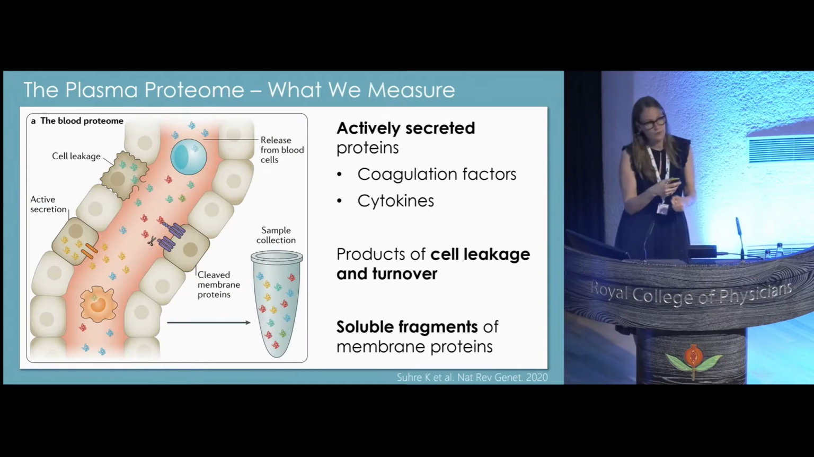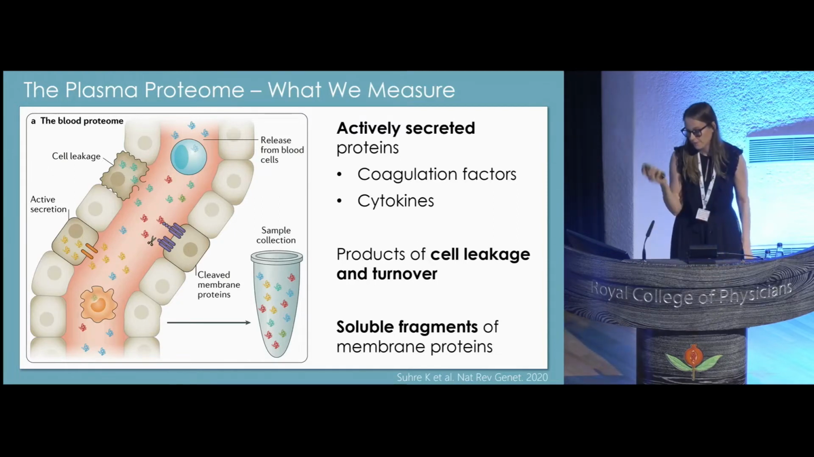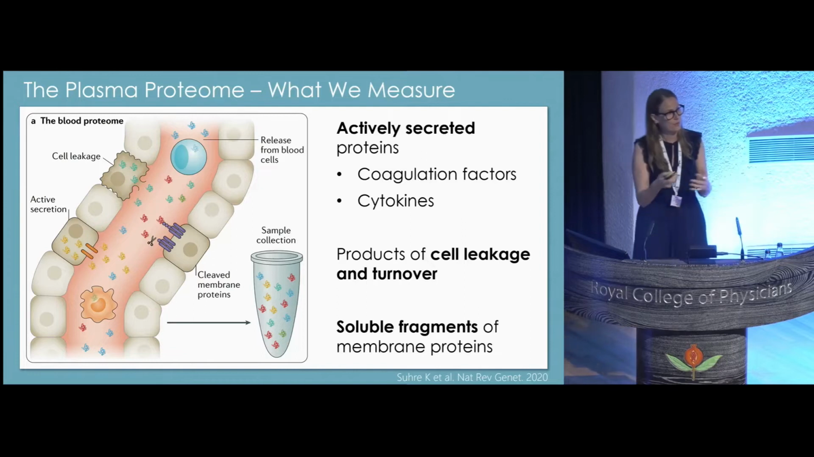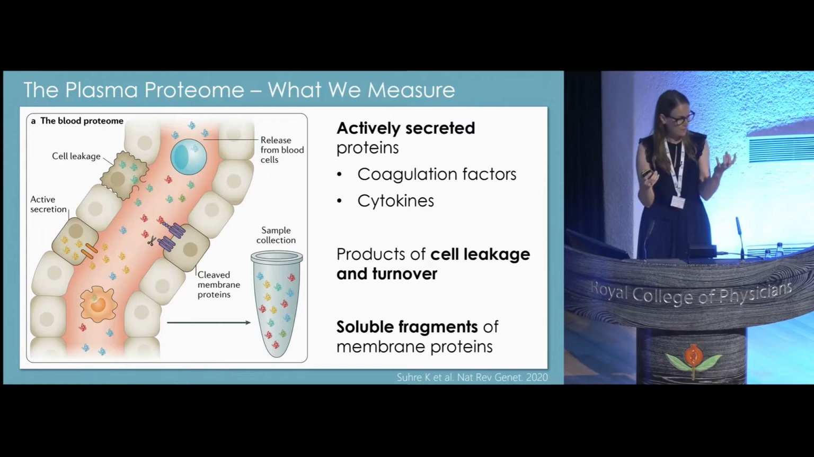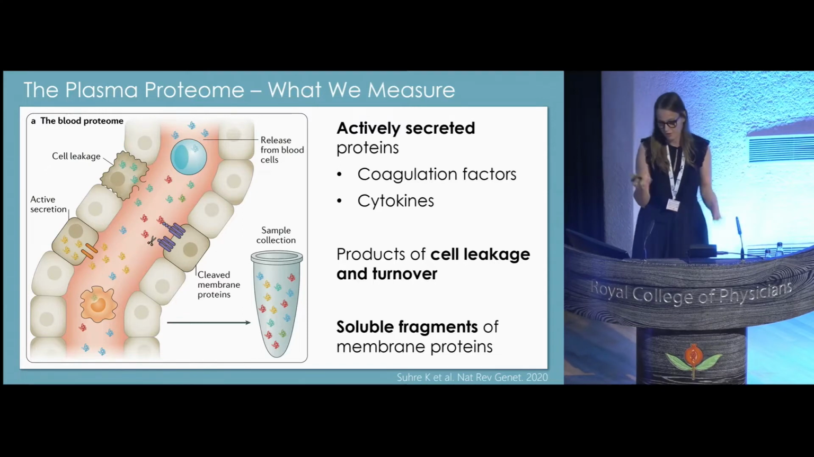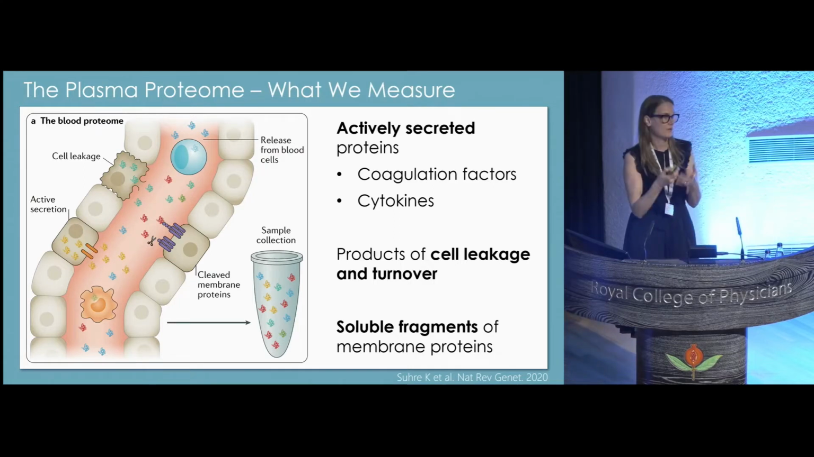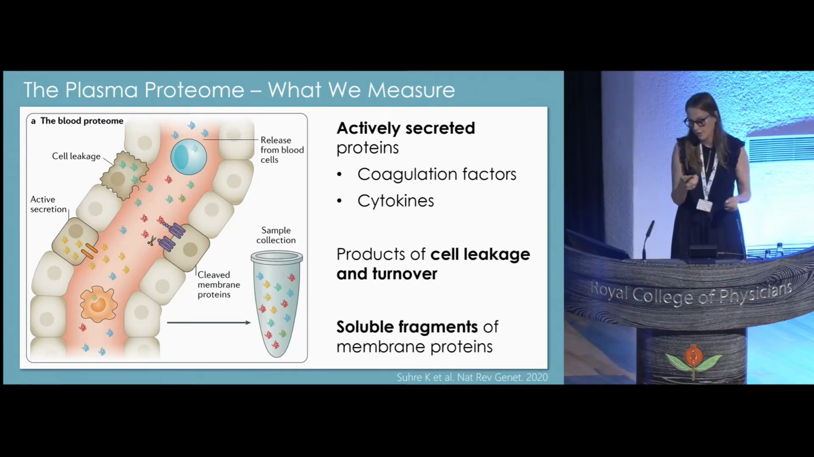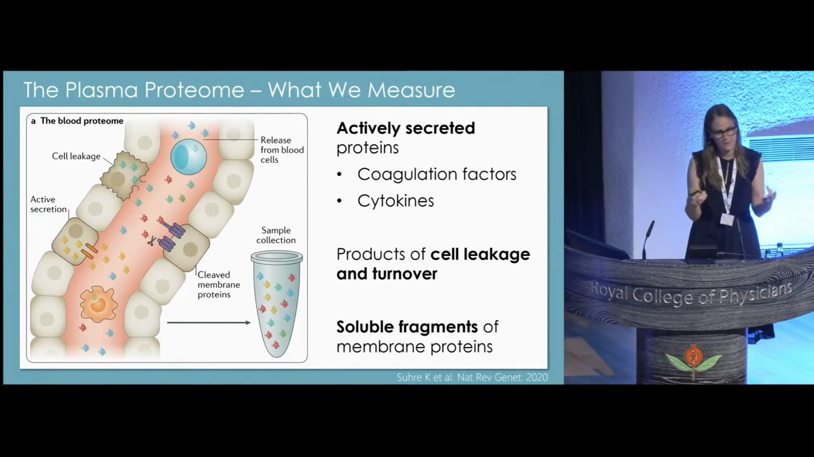One consideration: if we take the plasma proteome and measure it, the plasma obviously connects all different systems in the body. What do we actually measure if we take this snapshot? Now with broad capture proteomic technologies, we're able to do this. And what do we find? The vast minority of the proteins that we detect are actively secreted and supposed to be there, such as coagulation factors and cytokines. Most of them that we see are products of cell leakage and turnover, so they come from different sites in the body, and we don't necessarily immediately know where they come from. Also, soluble fragments of membrane proteins can be detected. So it's important to consider what we actually find when we take a sample.